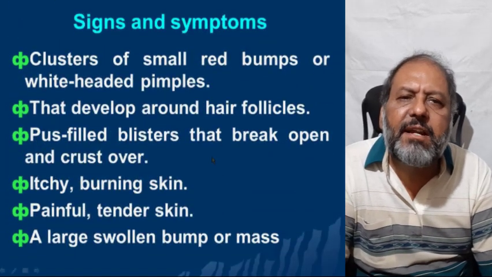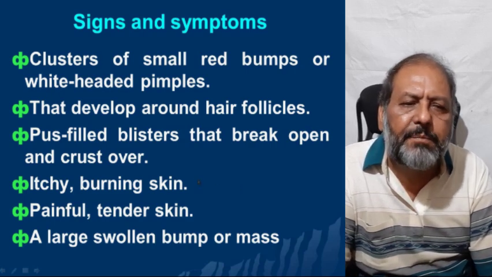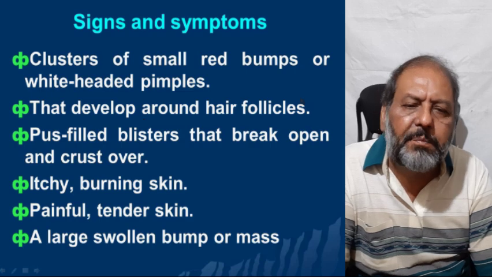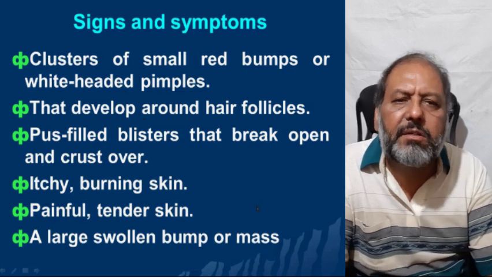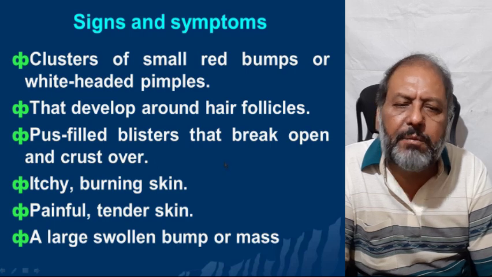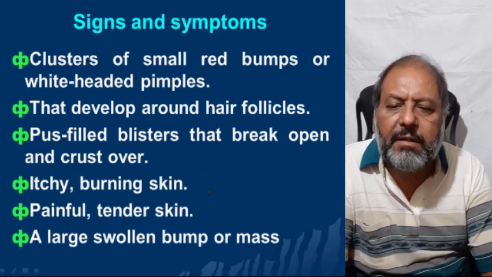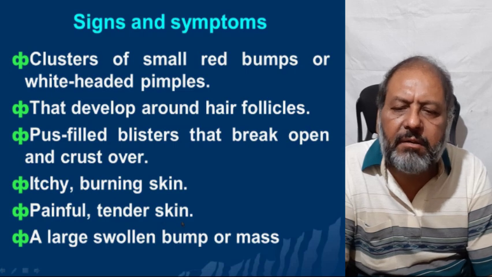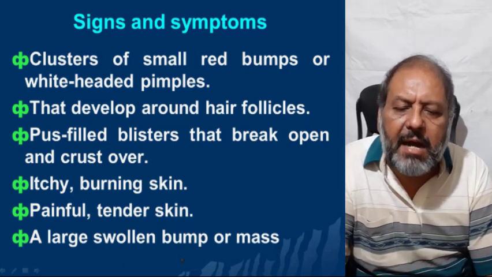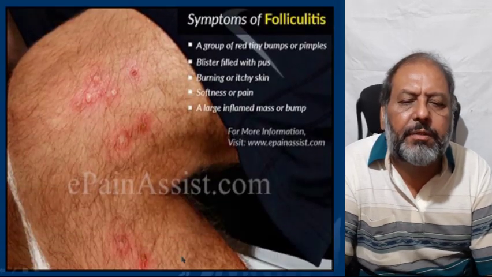Now, the signs and symptoms of folliculitis are clusters of small red bumps or white-headed pimples that develop around the hair follicle, because it is a disease of the hair follicle. There are pus-filled blisters that break open and crust over, itchy, burning skin, painful, tender skin, and sometimes a large swollen bump or mass is formed.